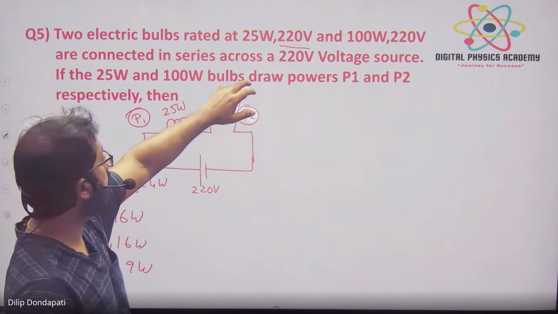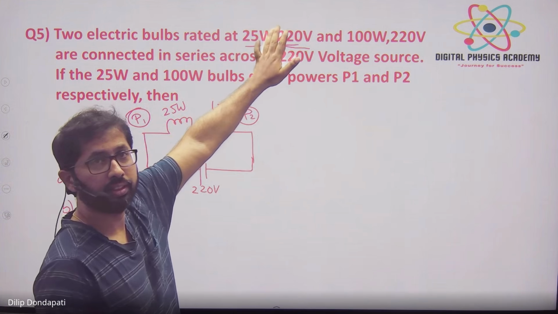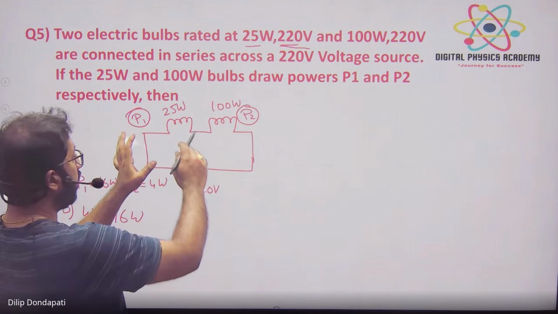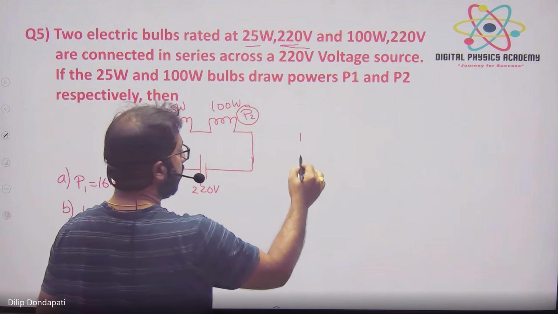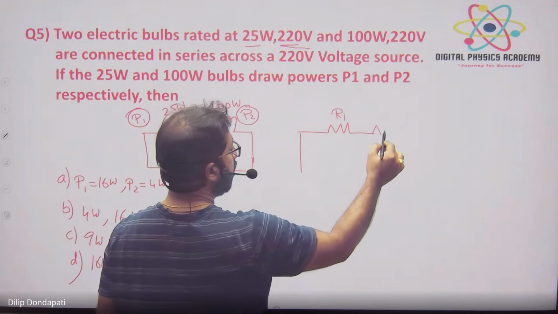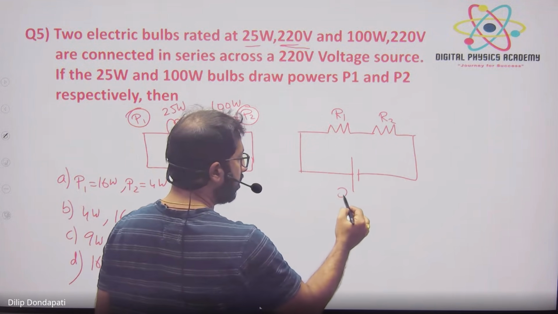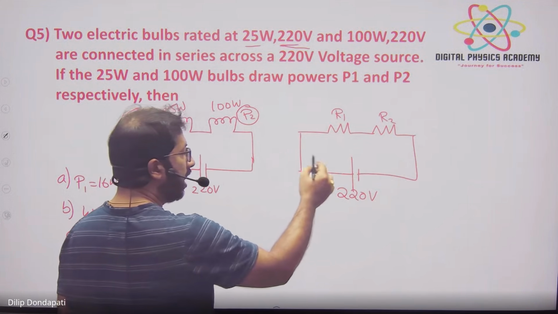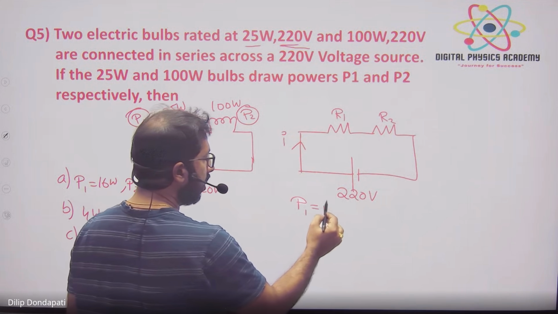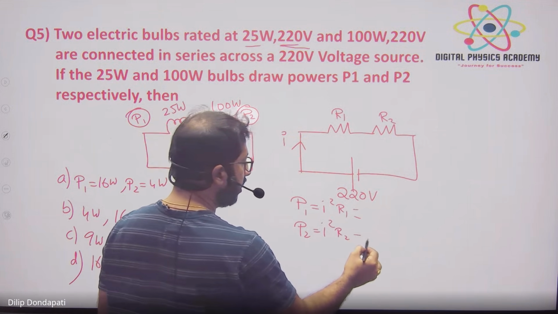I'll give a clue. Look, power and voltage of the bulb, what can you find from this? Resistance we can find, right? So find its resistance. We convert this into the resistance format. Find R1 separately, and similarly find the resistance of the second bulb, R2. And it is connected with a battery of 220 volts. Now look, it became a normal series circuit. Now from this I can find current. If I find current, I can use it to find P1 as I square R1, and P2 as I square R2, the power dissipated in the resistor.